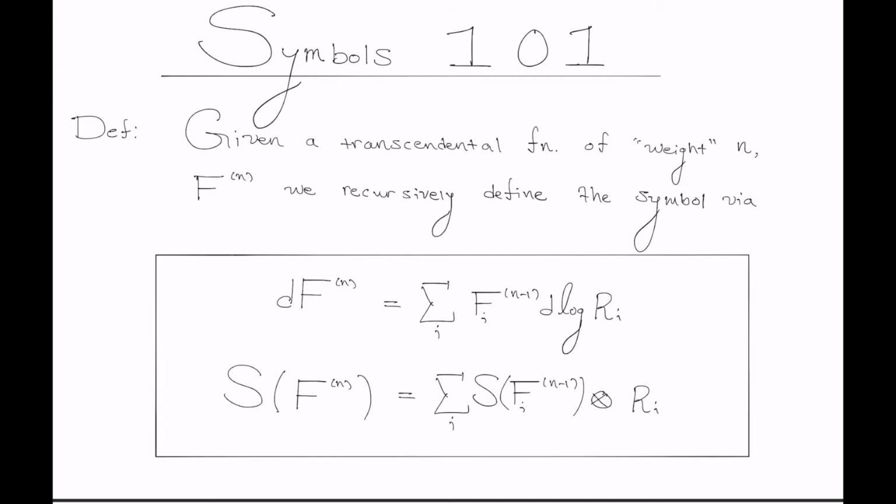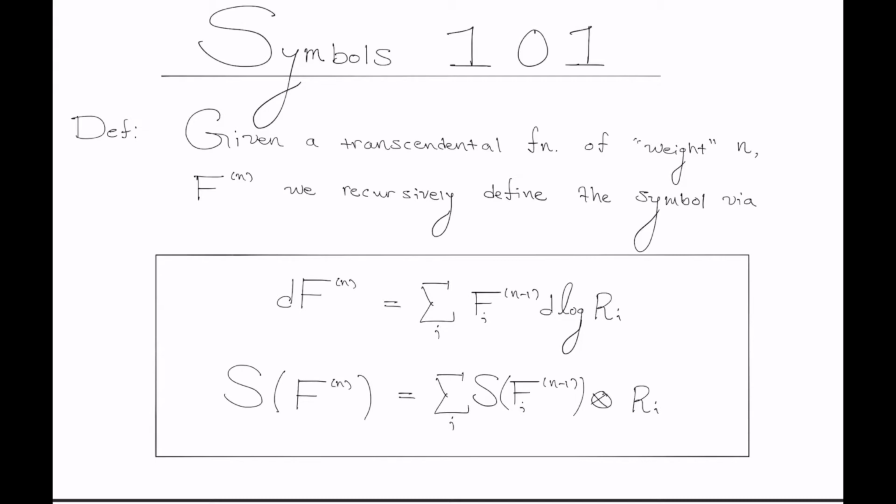So first, definition of the symbol. Given the transcendental function of weight n, which we denote by Fn, we can recursively define the symbol in the following way. The differential of this function will be a sum of transcendental functions of weight 1 less times d logs of rational functions Ri.